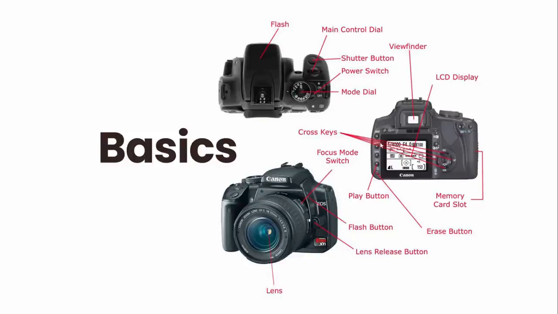Here we call it the LCD screen. Here if you can see, there are 4 buttons: the ISO button, WB which is the white balance button, and the AF points button. Basically we call all these buttons cross keys. This also will be different from camera to camera. This will be a circle in professional cameras.